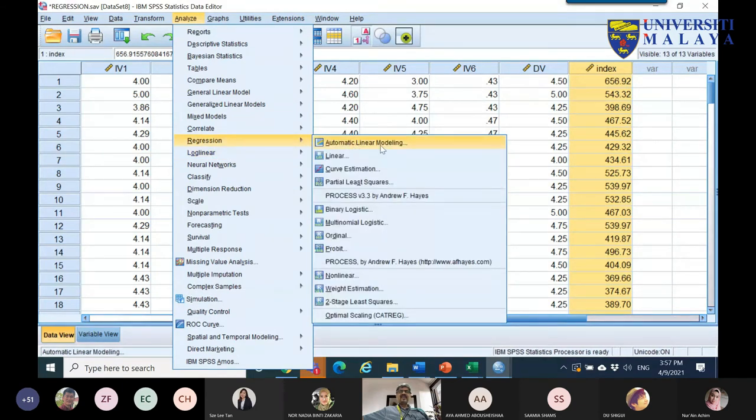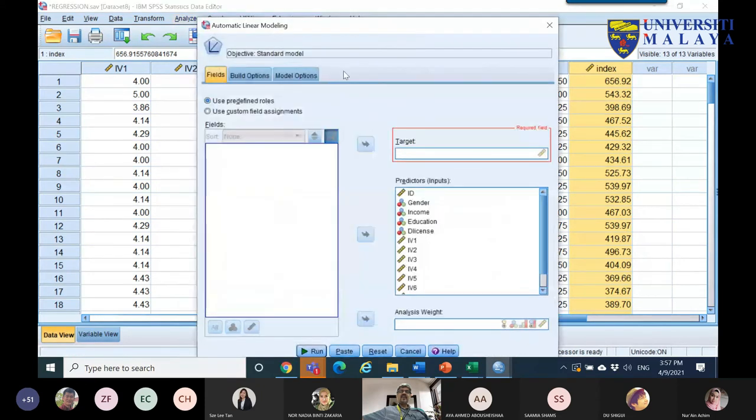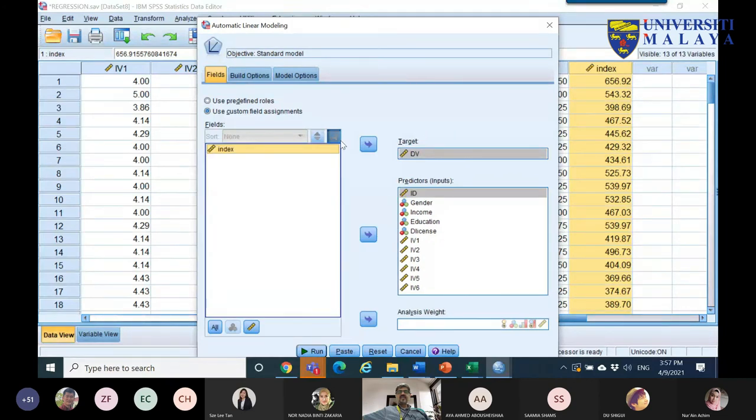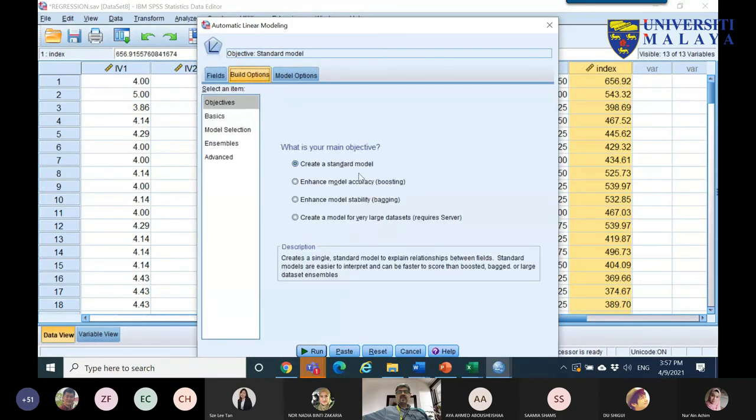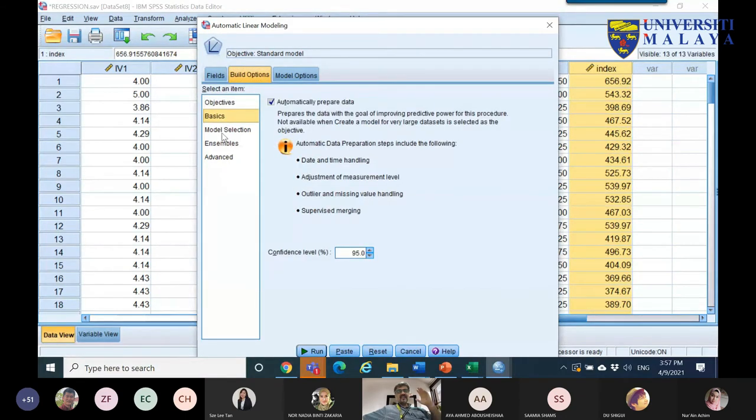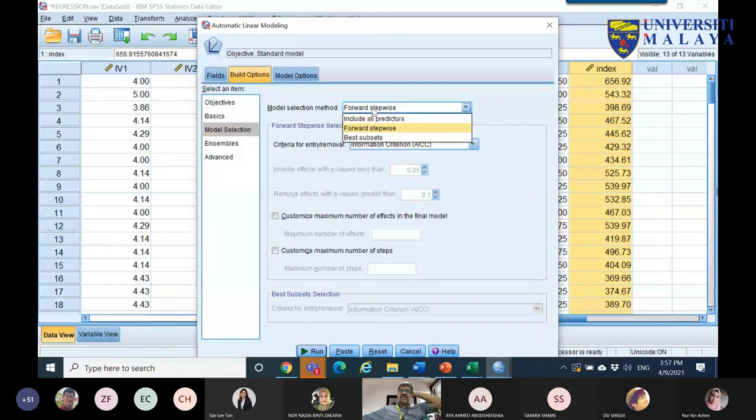they added this automatic linear modeling. In the automatic linear modeling, what you need to do? You just need to put your DV and then all the predictors here. That's all. Build options: you want to create a standard model or enhance model accuracy, boosting and or bagging. There are several techniques. Look at here, the selection of the variable is forward stepwise or best subset or include all the predictors.